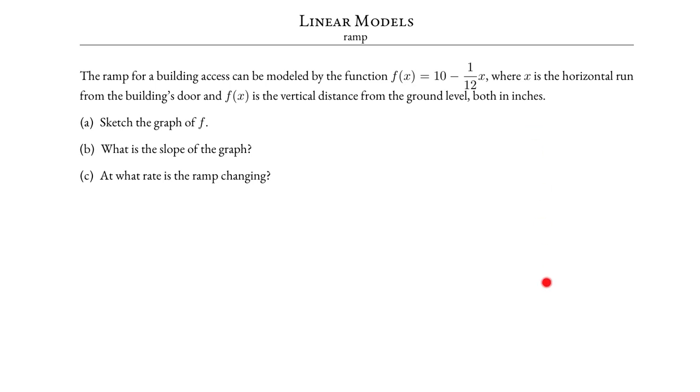Now, for building access, for accessibility, there are legal requirements for how steep the ramp must be. So in this case, if the ramp is modeled by this function, then we recognize that the slope is negative 1 over 12. And also the initial value is 10. And so the ramp starts with 10 inches above the ground level.